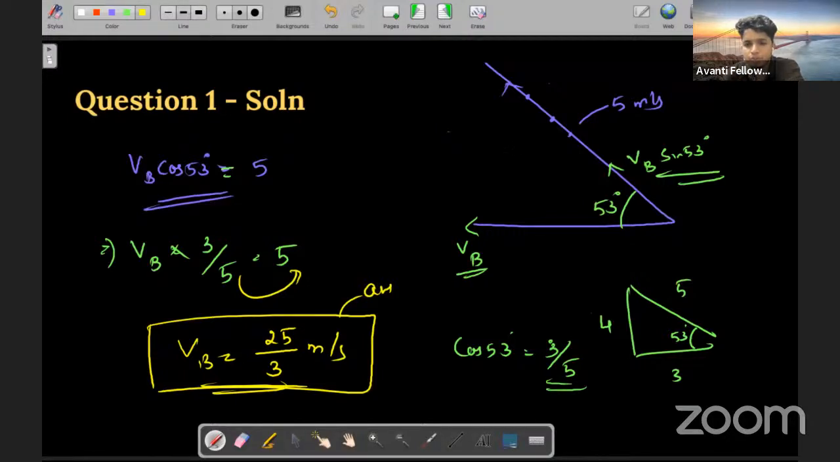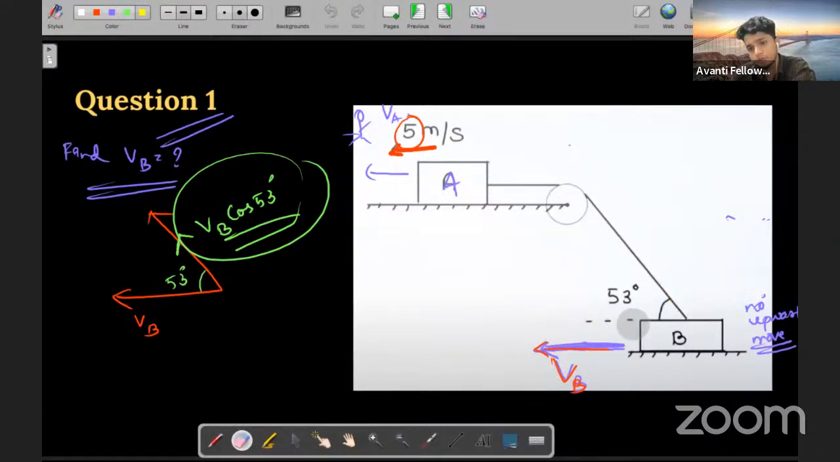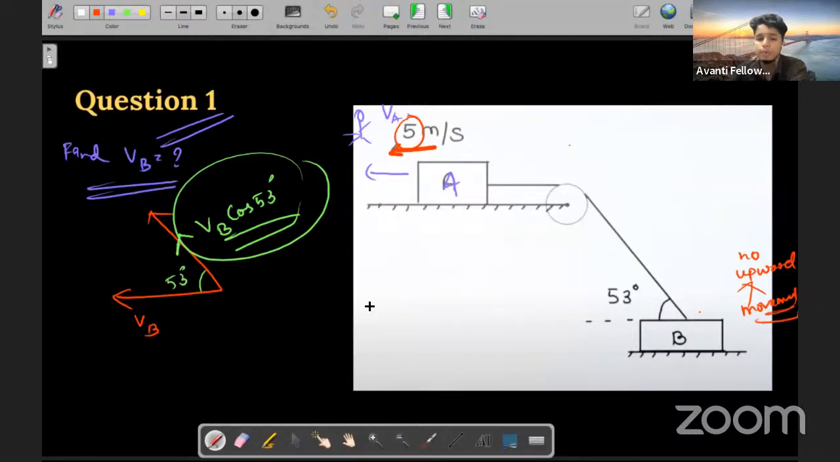How VB will move in that direction. Okay, students, listen. I'll explain it again. See, over here, I'm telling you that this block won't move in the upward direction. There is no upward movement.